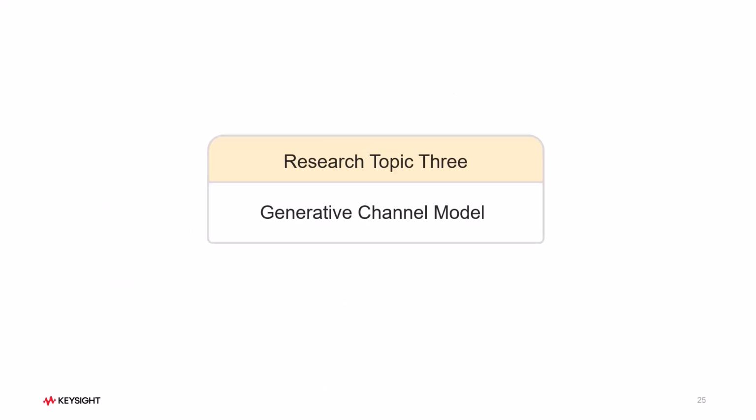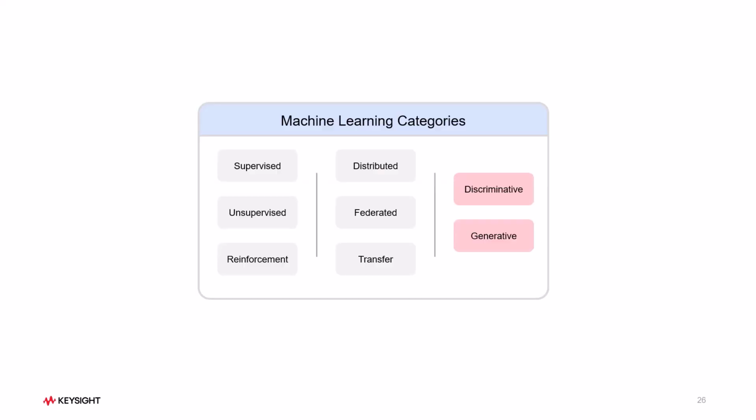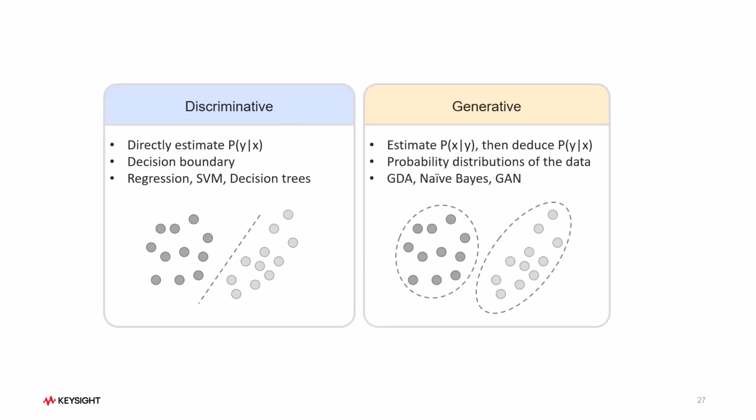Now let's transition to our final research subject, which is the generative channel model. Here's another way to categorize machine learning techniques, discriminative and generative learning. Discriminative learning focuses on learning the boundary that separates different classes or categories in a dataset. It aims to directly model the conditional probability distribution P of y given x, where y represents the class label or outcome, and x represents the input feature or data.